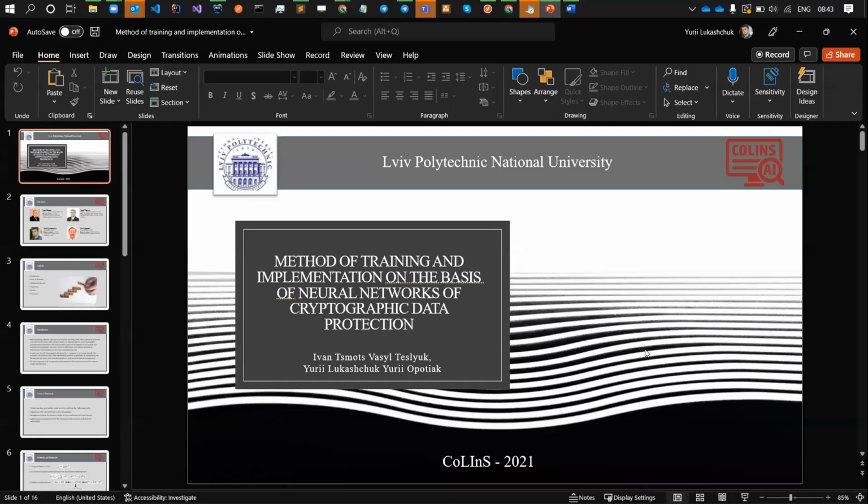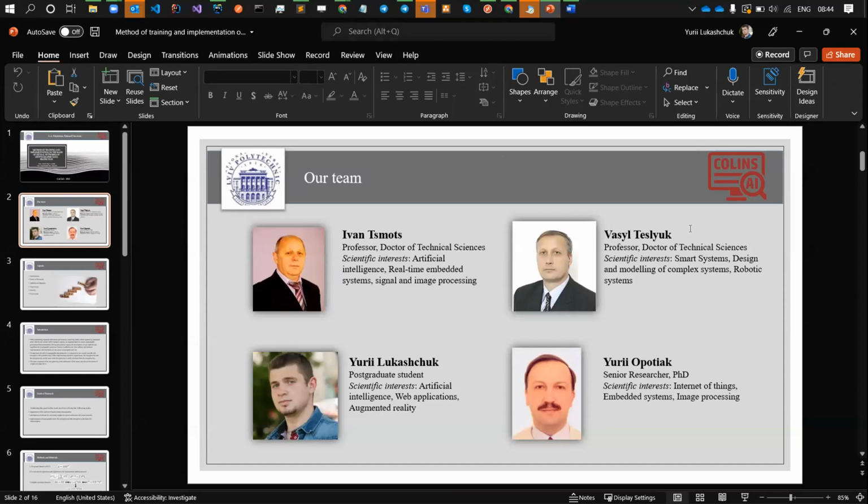Sorry. Yeah. So, our work, methods of training and implementation on the basis of neural networks of cryptographic data protection. So, first, let me introduce our team. Here on the screen, you can see the persons who worked on this. So once more, it's Vasyl Teslyuk, me, Yurii Lukashchuk, and Yurii Opotiak.